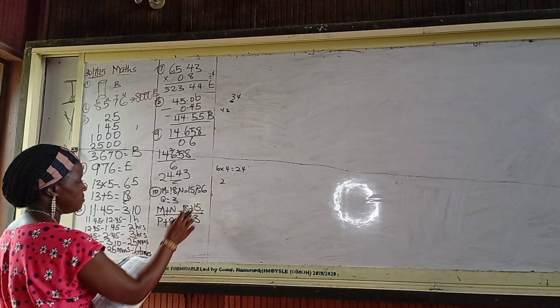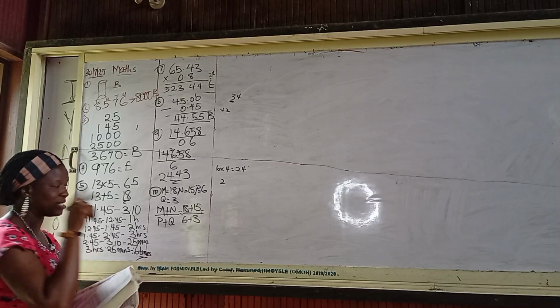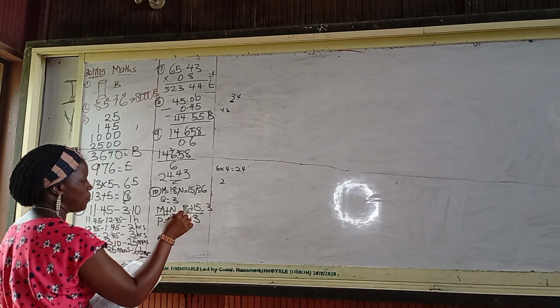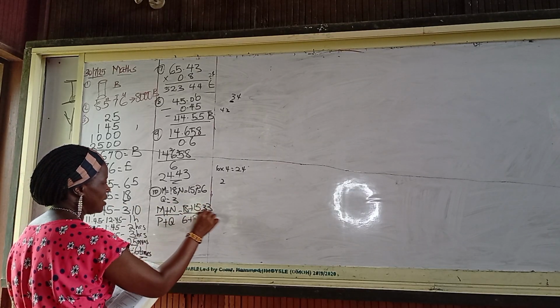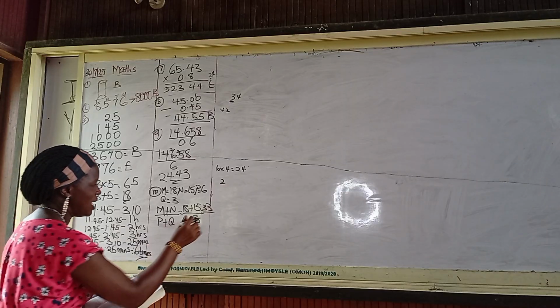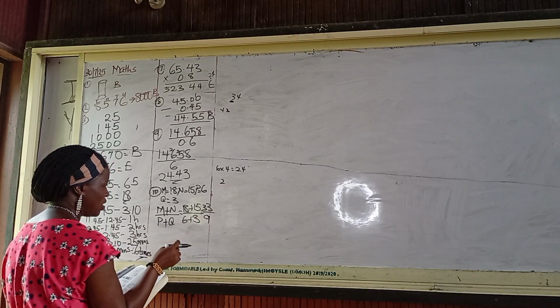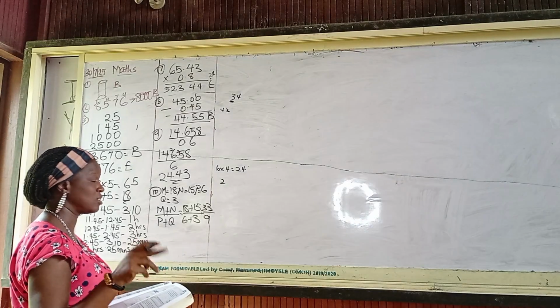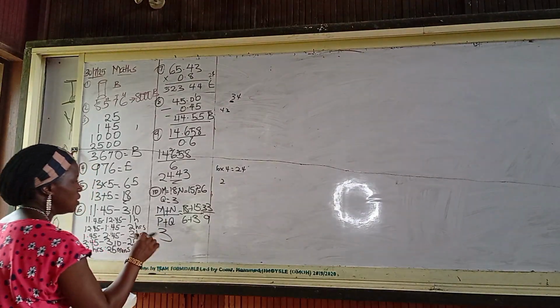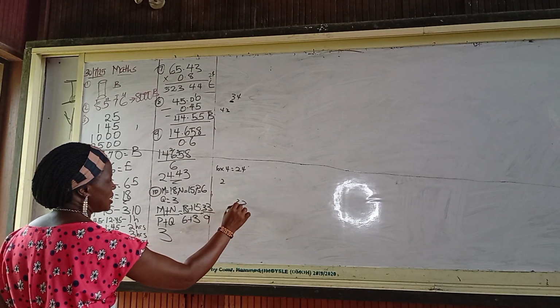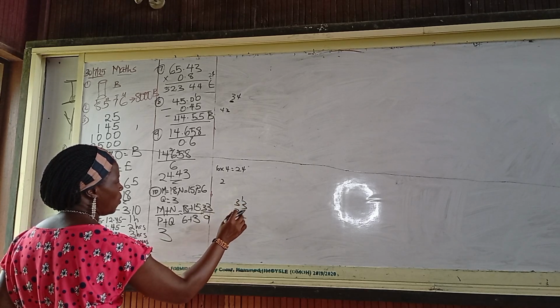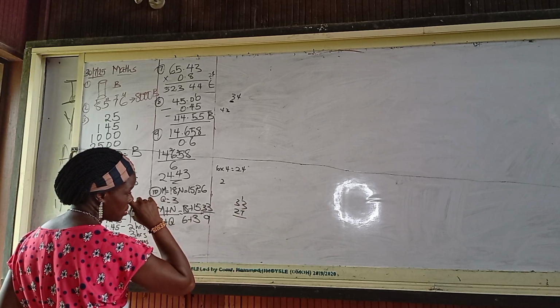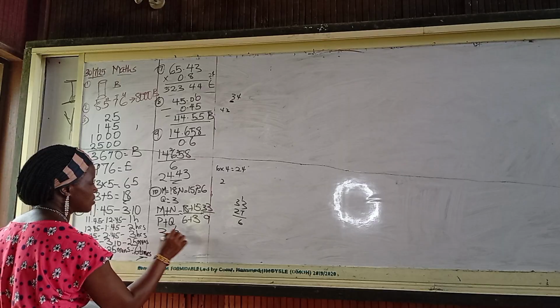So what do you do here? 8 plus 5, that is 13. We are holding 1. 1 plus 1 plus 1, that is 3. So that gives you 33, and this gives you 9. So how many times will 9 go in 33? 9 times 3, that is 27. 33 minus 27, we borrow 1 here. This gives you what? 6. So we are having 6 over 9.